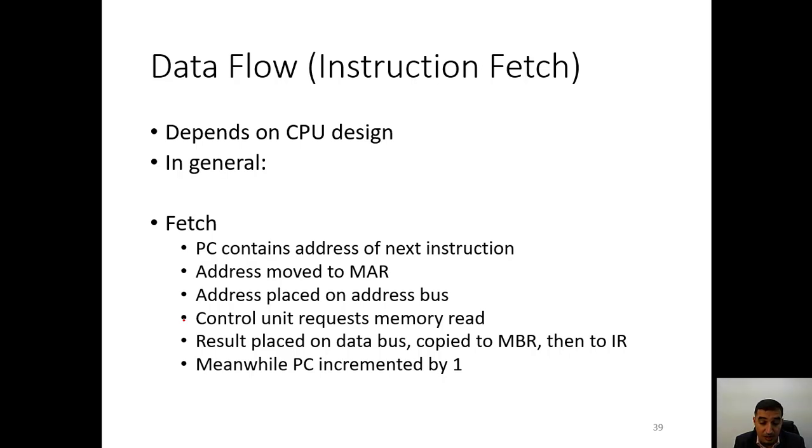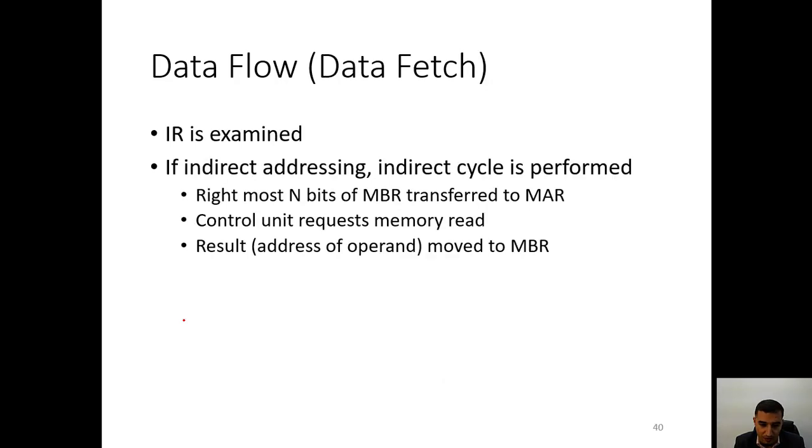And meanwhile, the PC is incremented by 1, which we have already discussed. The instruction register is examined. If indirect addressing is required, the indirect cycle is performed. The rightmost n bits of the memory buffer register are transferred to the memory address register. The control unit requires memory to be read, and the result, or the address of the operand, is moved to the memory buffer register. This is just how to fetch with the indirect addressing method.